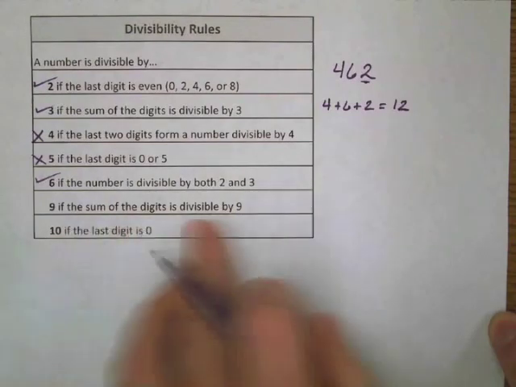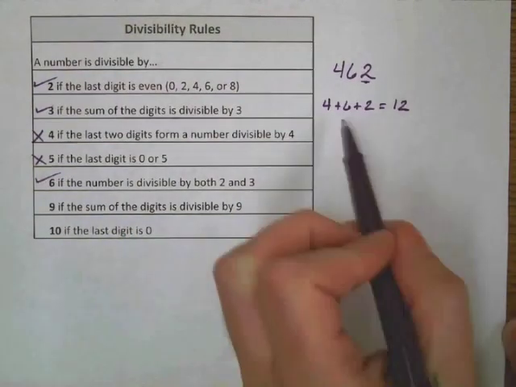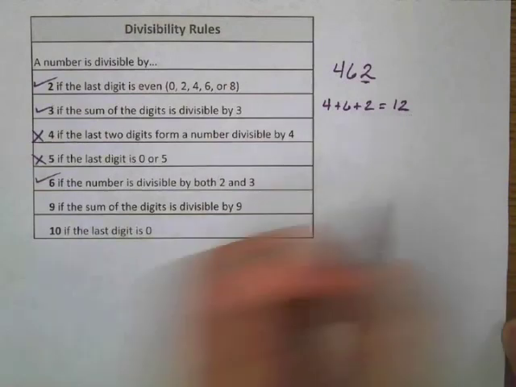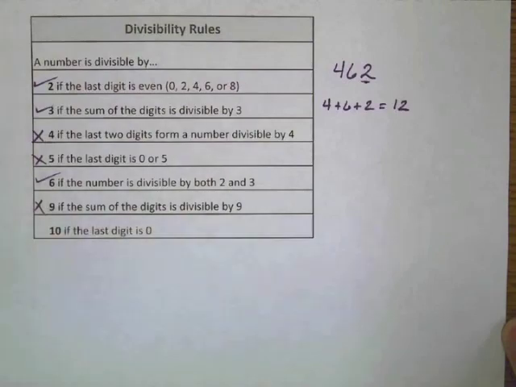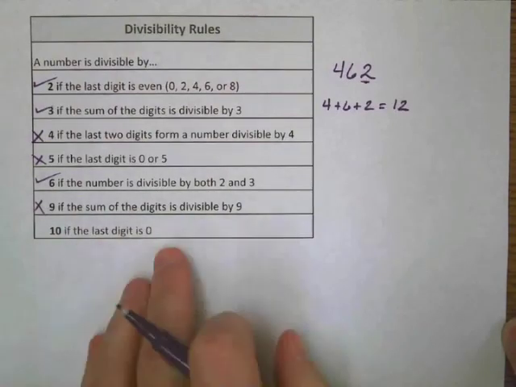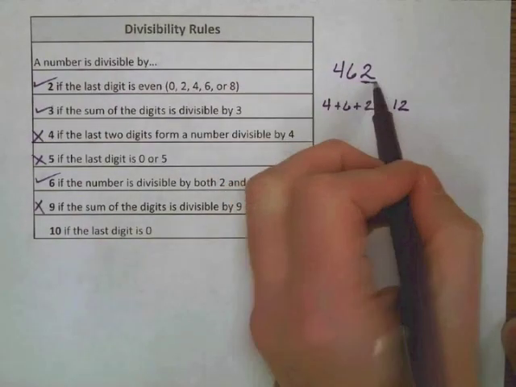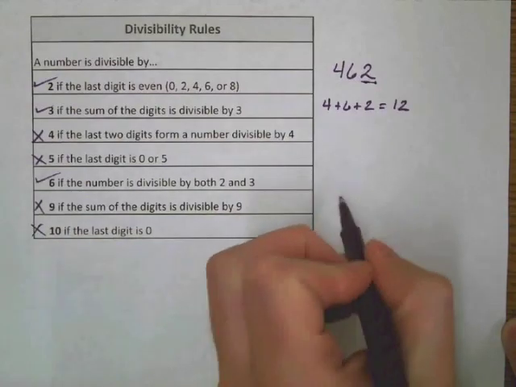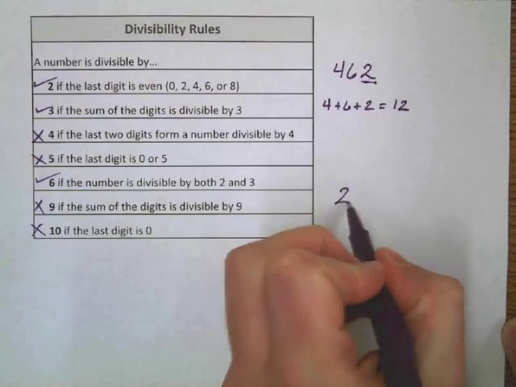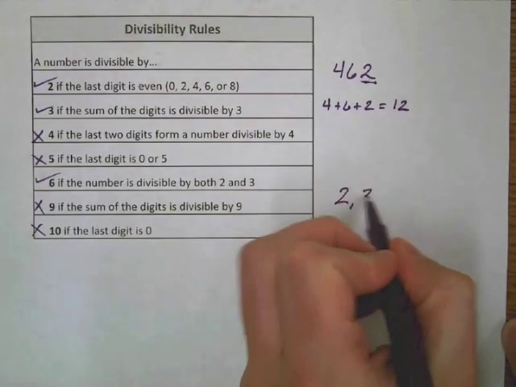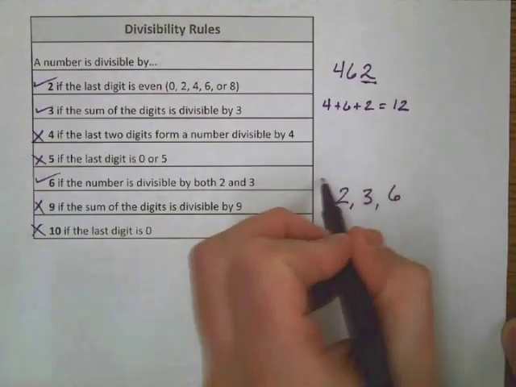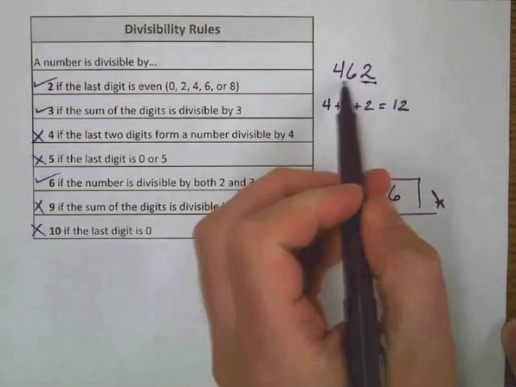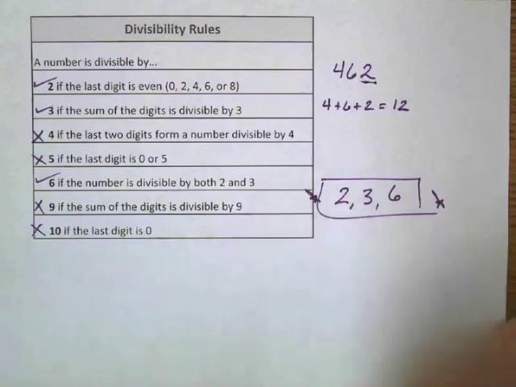9. If the sum of the digits is divisible by 9. Well, we already added those up and that was 12, but 12 is not divisible by 9, so that's a no. And 10, if the last digit is a 0. Not a 0. Nope. So 462 is divisible by 2, by 3, and by 6. So our solution to that one is 462 is divisible by 2, 3, and 6.